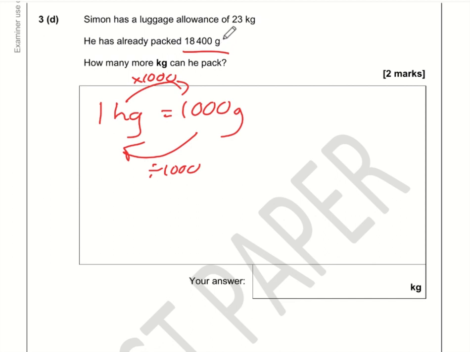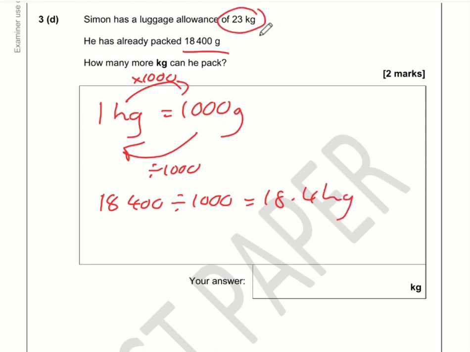So let's turn this weight here in grams into kilos by dividing by 1,000. So 18,400 divided by 1,000 is 18.4 kilos. So he's allowed 23, he's already used up 18.4, so how many more can he pack? Well, that's going to be the difference. So 23 minus 18.4, and that is 4.6 kg.